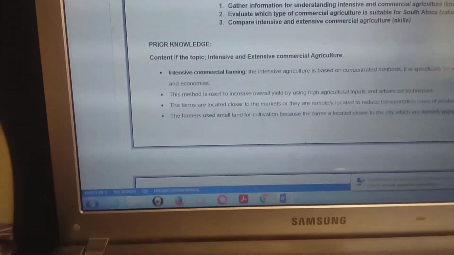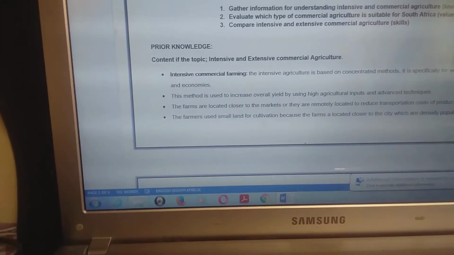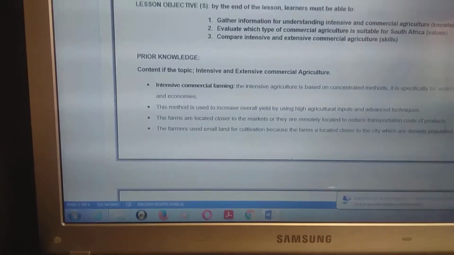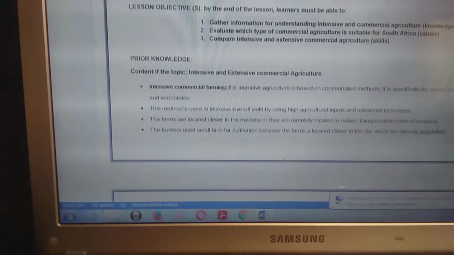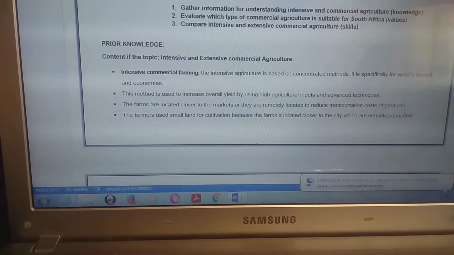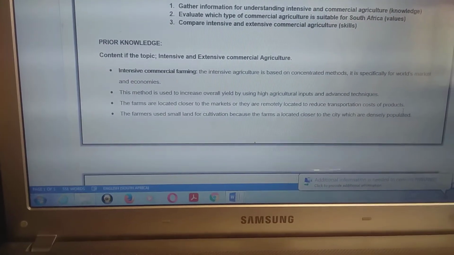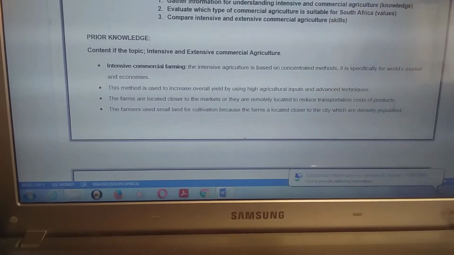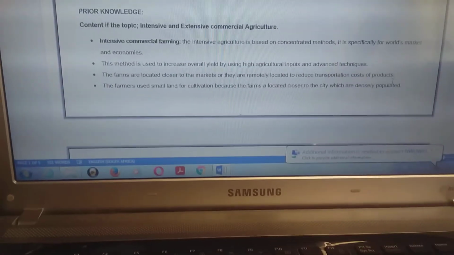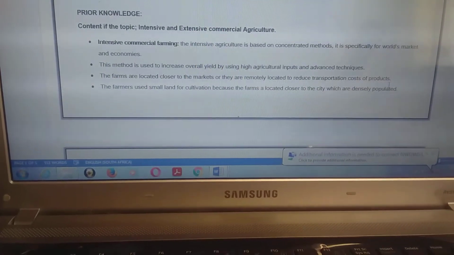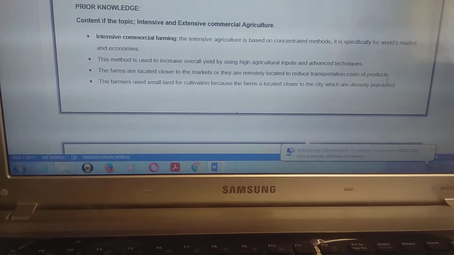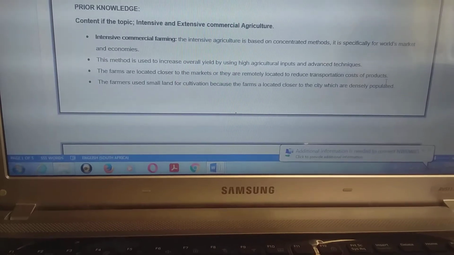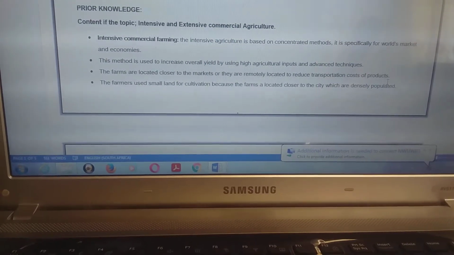The content of the topic: intensive and extensive commercial agriculture. Intensive commercial agriculture is based on a concentrated method. It is specifically for world markets and economies. This method is used to increase overall yield by using high agricultural input and advanced techniques.